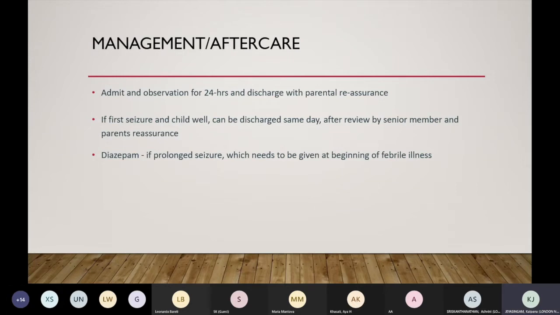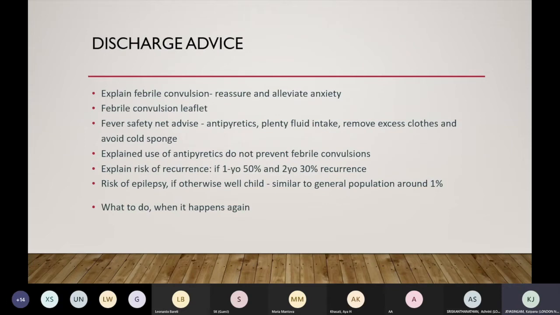If, for example, you have done a thorough investigation and there's nothing else causing the convulsion and it seems to be a febrile convulsion, but the child is just unfortunate that each time they have a febrile illness they end up with a convulsion, then you might think about giving them diazepam, depending on how confident you are with parents handling the situation. And this is just the discharge advice that you would give to a parent.